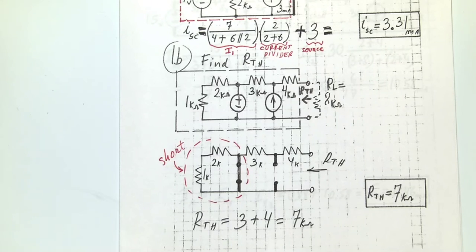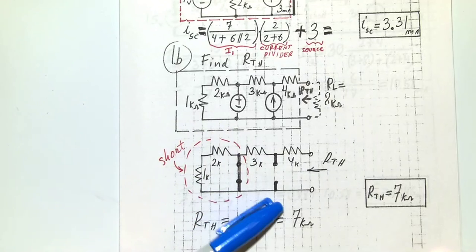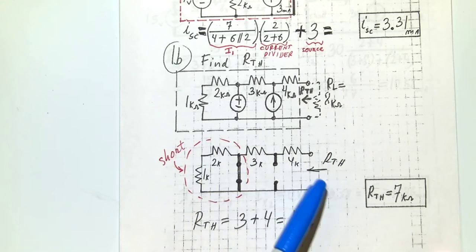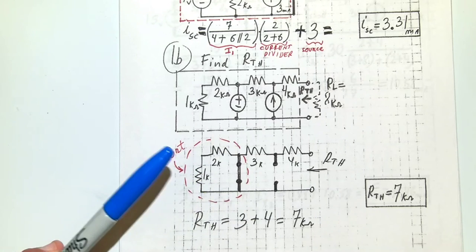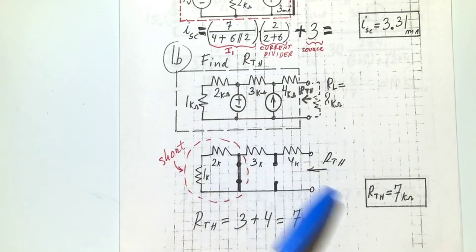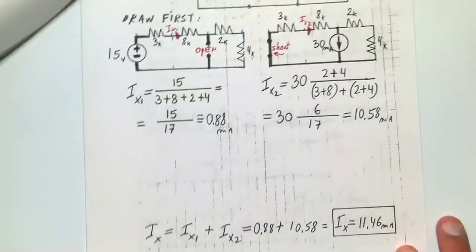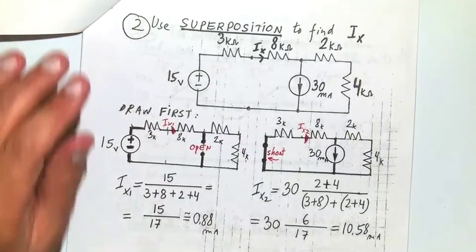Now, so we shorten that. We shorten this one, and this is gone. So we have 4 plus 3. That's what we have. R Thevenin is 4 plus 3. I give partial credit for those who made this mistake, small partial credit, but not full credit, of course. So R Thevenin is 4 plus 3, and this was the resistance R Thevenin. Question number 2 was about superposition.